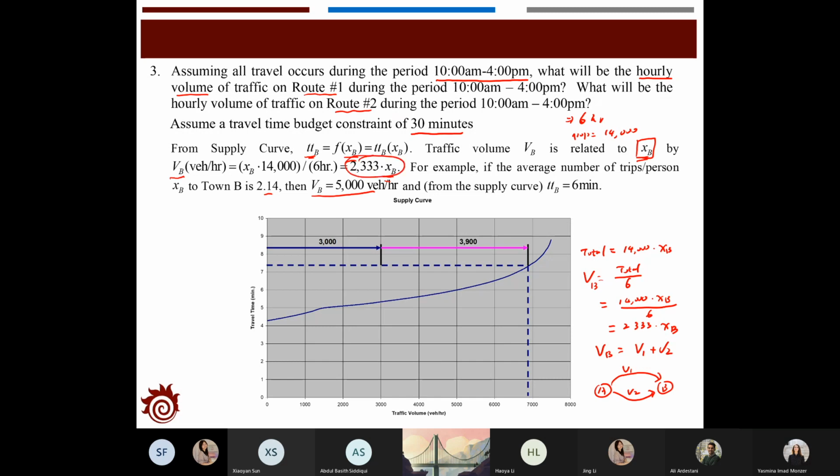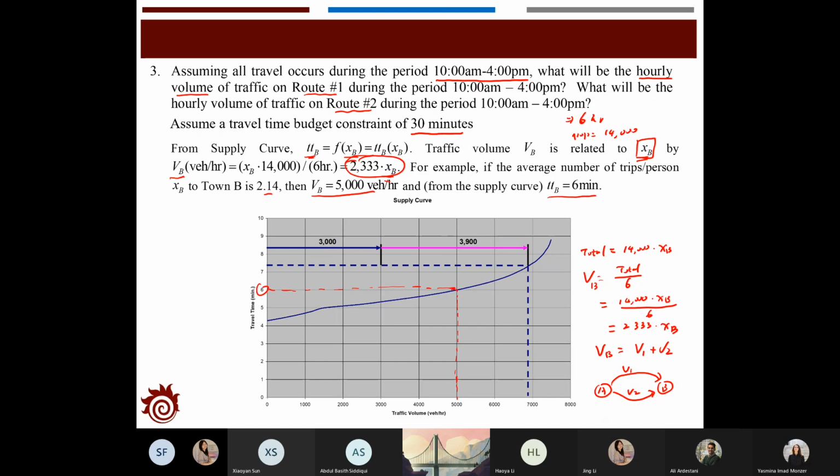And you can then calculate the travel time as 6 minutes based on the supply curve. If we have the 5,000 trips, and then the travel time is 6 minutes, something like that. And then you can determine, based on the fundamental diagram, how much flow you're going to be assigned for route 1 and route 2. But that's for the future steps.